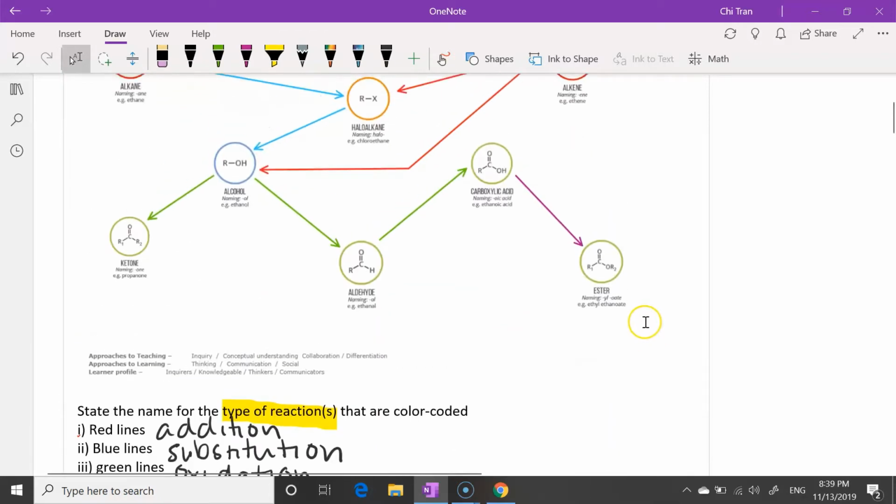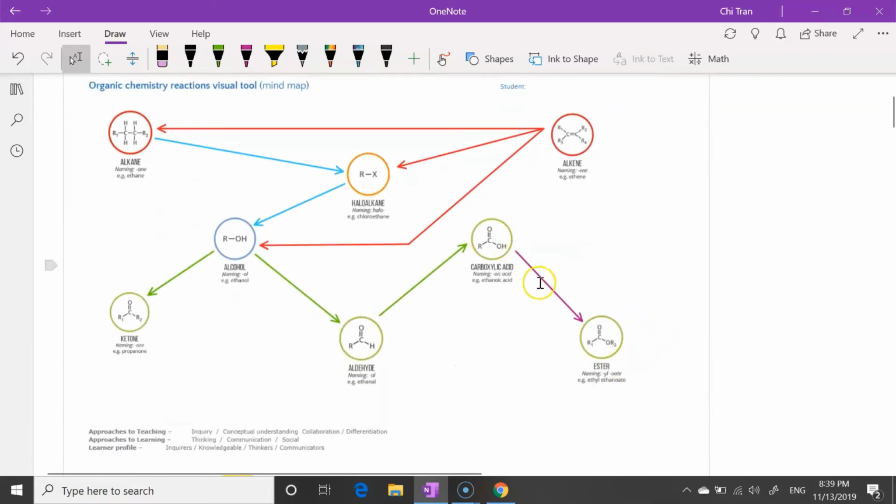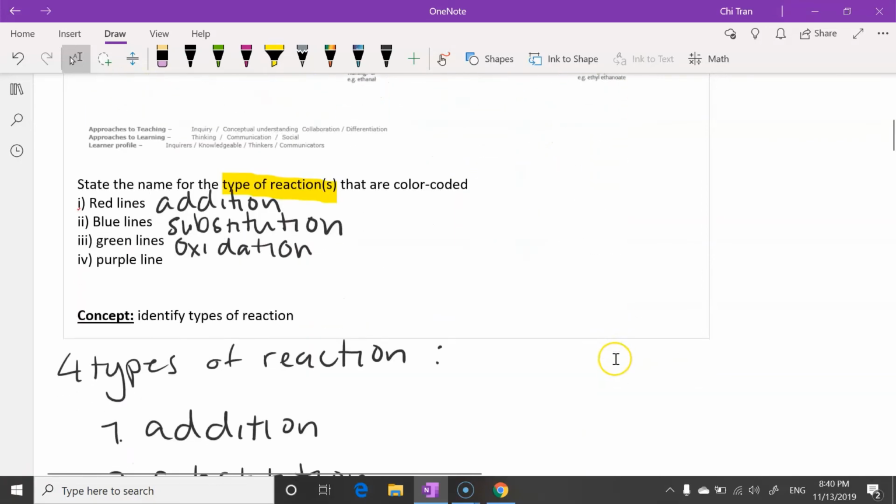Lastly is condensation. So condensation will definitely be the purple arrow, the last one. And remember, it's not addition, but it's a combination of alcohol and carboxylic acid to make an ester. So the purple arrows is condensation.